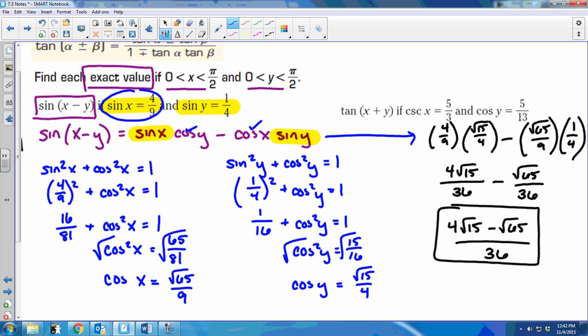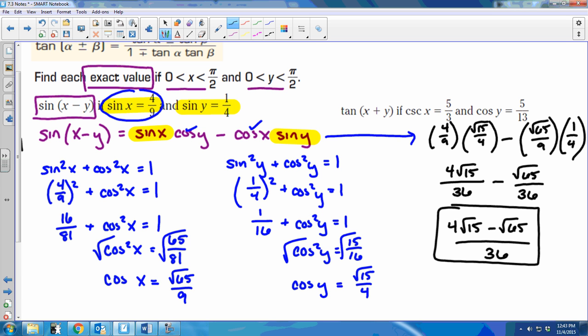Questions about where things came from? Did we answer your question? Okay. You denote the identity, find the missing pieces, and then substitute everything in. That wasn't that bad. There's a lot of work, but it wasn't that bad.